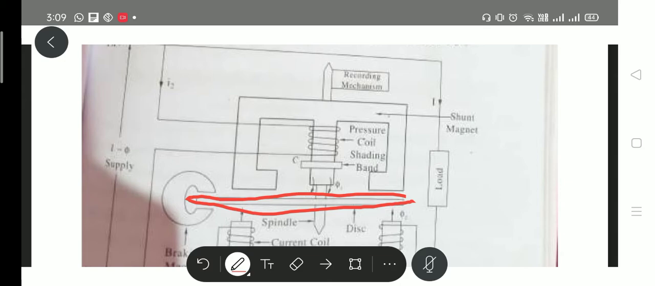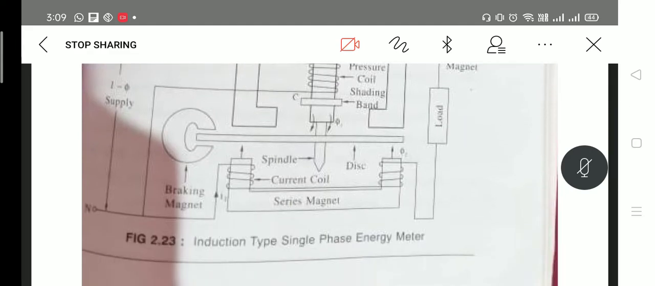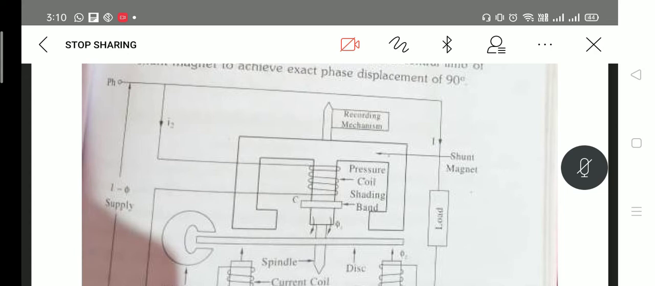Braking system is here, a permanent magnet is connected. This is the braking magnet or braking system. Okay, registering mechanism, here is the registering mechanism. What are these elements? What is the purpose of each element? Here there are four: driving system, moving system, braking system and registering system. First we discuss the driving system.